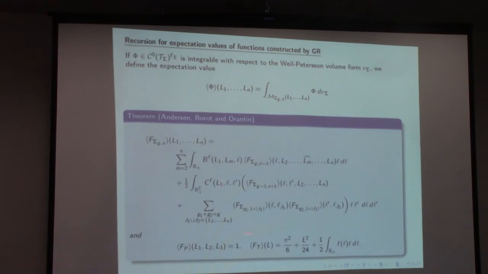which works just the way we have now seen several times in Bertrand's talk. And then there is starting data. If you want the average for a pair of pants, length L1 up to L3, well, that's just 1. And then the one for the torus is the volume of that moduli space. So that's pi over 6 plus L squared over 24 plus, and then just the simple average of the function L dL. So therefore, you don't need to know the function itself to compute its average to arbitrary g and n by just running this recursion.